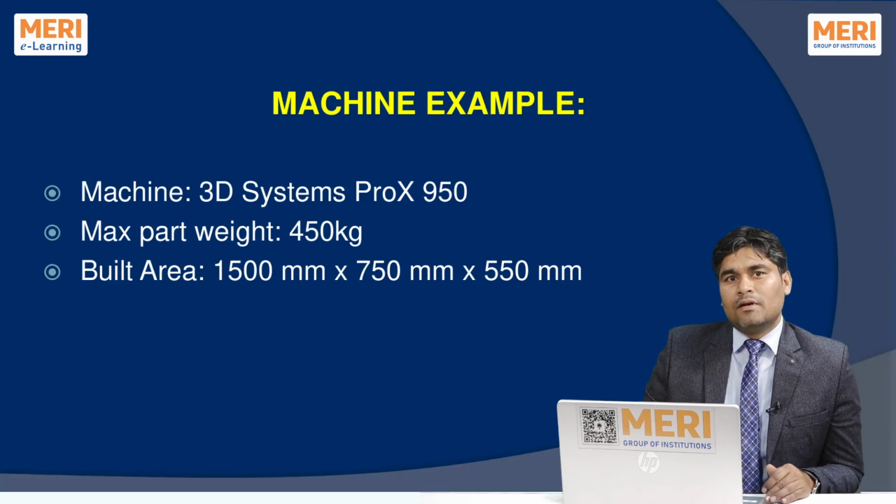One example of a wet photopolymerization machine is the 3D Systems ProX 950, which can manufacture parts up to 450 kilograms in weight and has a build area of approximately 1500 mm by 750 mm by 550 mm, making it suitable for large and high precision components.